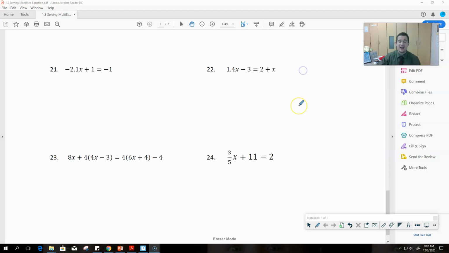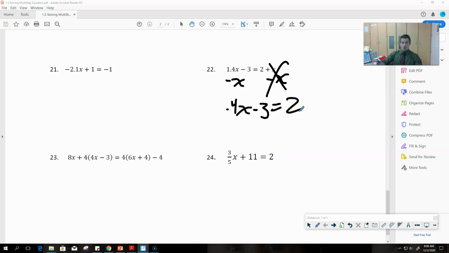Well, can I simplify anything on either side? Looks like everything on either side is as simplified as it could get. So I'm going to go ahead and get all my x's on the same side. So I'm going to subtract this 1x on this side and on this side. x minus x cancels out. 1.4x minus 1x, 1.4 minus 1, is 0.4x minus 3 equals 2. Okay, now I'm going to have to add 3 on both sides, which gives me 0.4x equals 5.